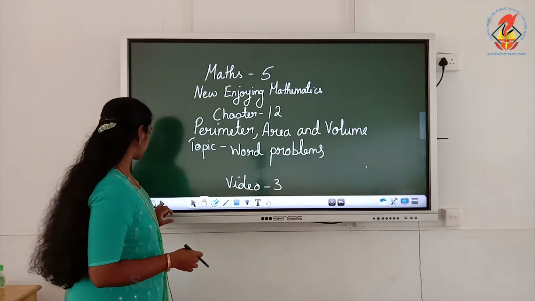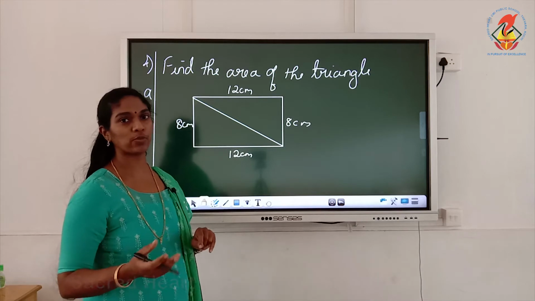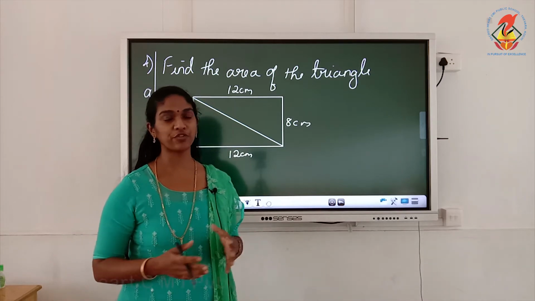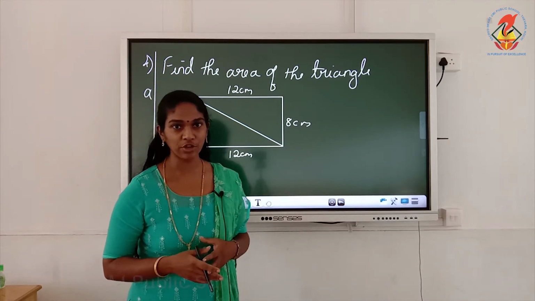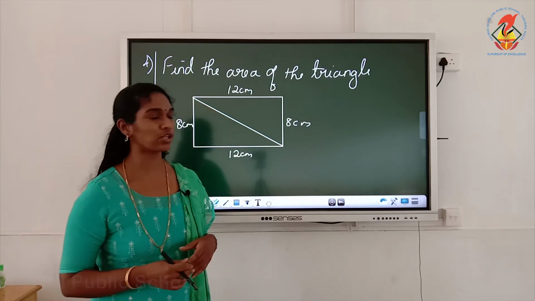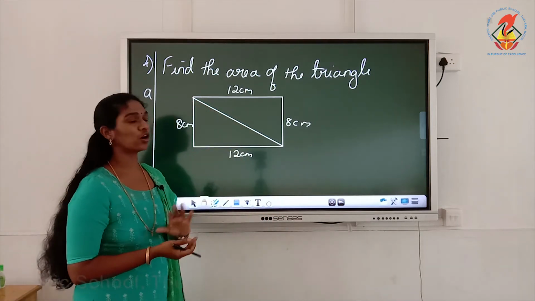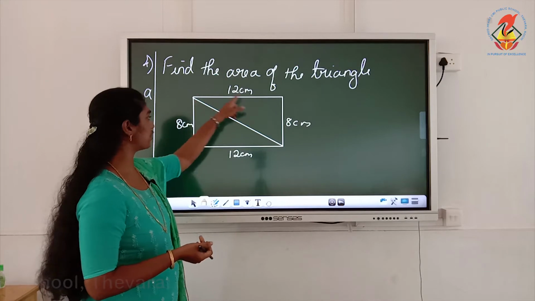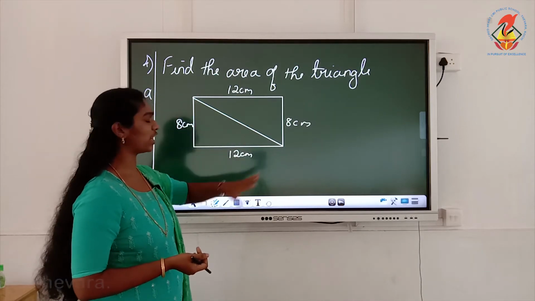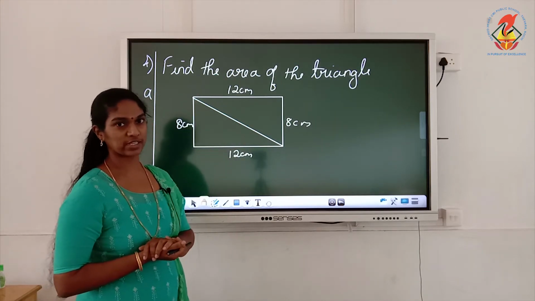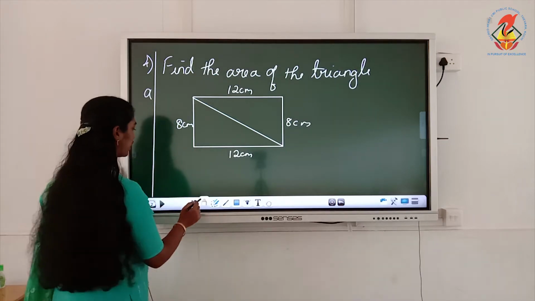Before that, in the previous video I had told you about area of triangle. What was area of triangle? It is half the area of rectangle. So we'll just do one question based on that. Find the area of triangle. Here it is given you a rectangle and that rectangle has been divided into two triangles. So, how do you find the area of triangle, children?